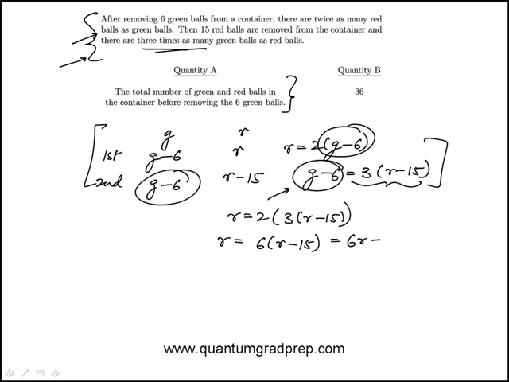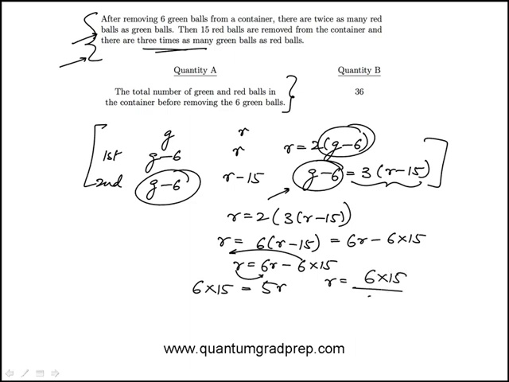Distribute the 6, and I'm going to leave it like 6 times 15. And then in the exam, the way I do this shortcut is I move this R over here, so I'm subtracting. So that's 5R, and then move that over, and that becomes plus 6 times 15. Then R is 6 times 15 over 5. Then I reduce this. 5 goes in 15 3 times. R is 18.